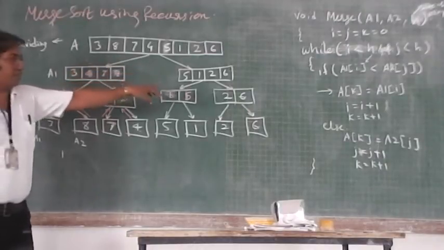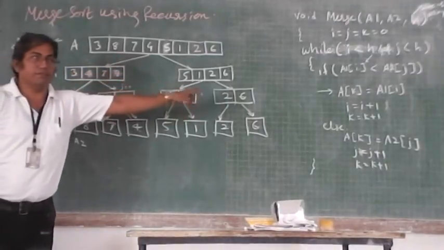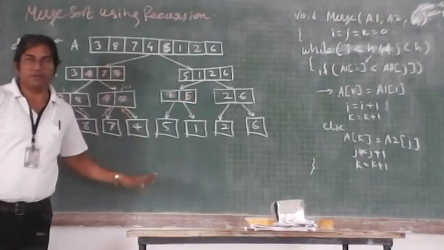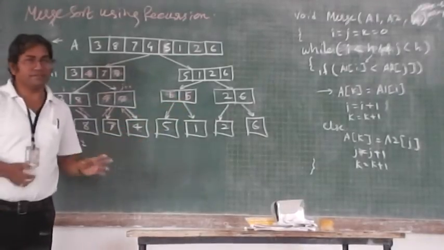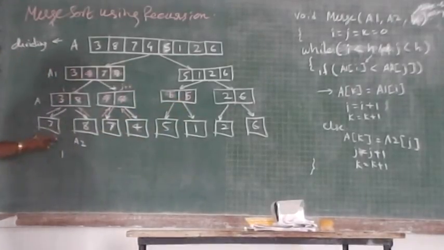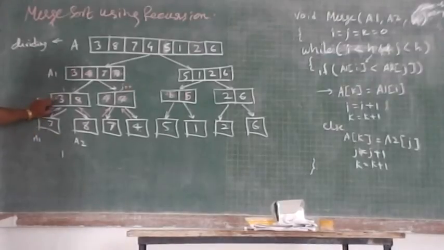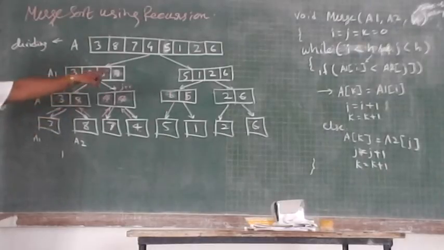So shall we finish that? Still, that implementation idea is not complete. Shall we complete that? What happened now? 3 has been moved to its parent array. i has been incremented. Okay? Because i is incremented.